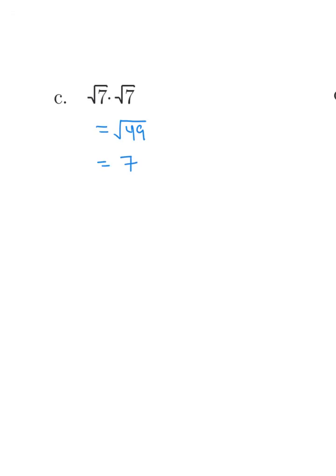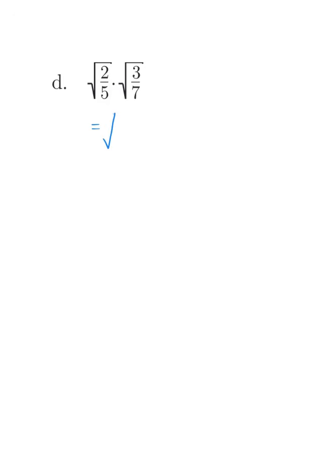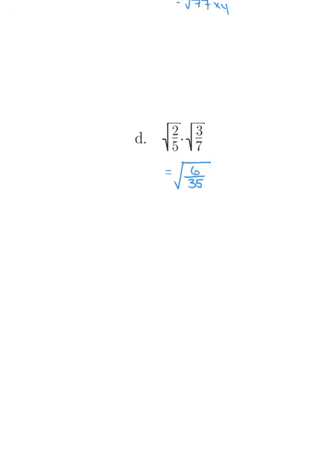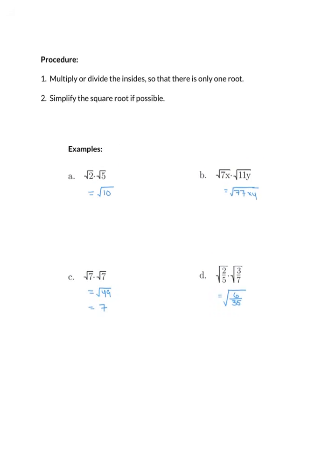And finally, example D. We have the square root of 2/5 times the square root of 3/7. So this one, same thing, I'm going to multiply my insides together. And recall that when we multiply fractions, we just multiply straight across. 2 times 3 is 6. 5 times 7 is 35. And so our answer is the square root of 6 over 35. So there are some basic examples of combining square roots.